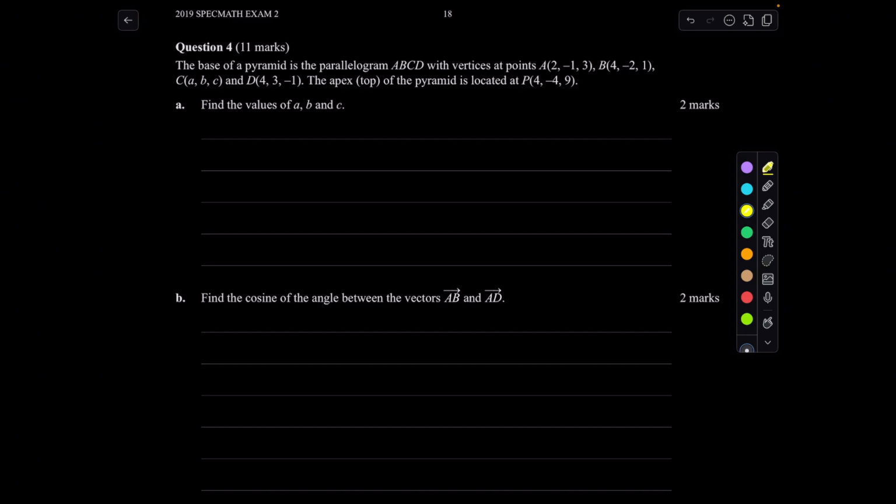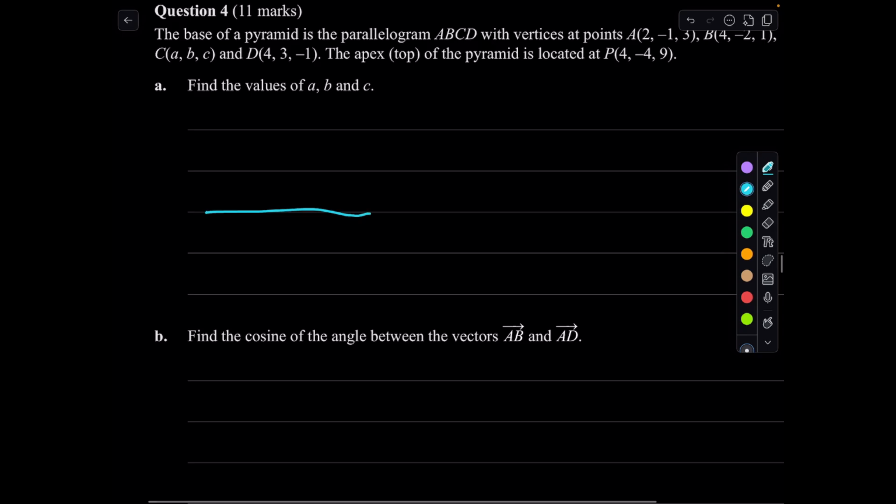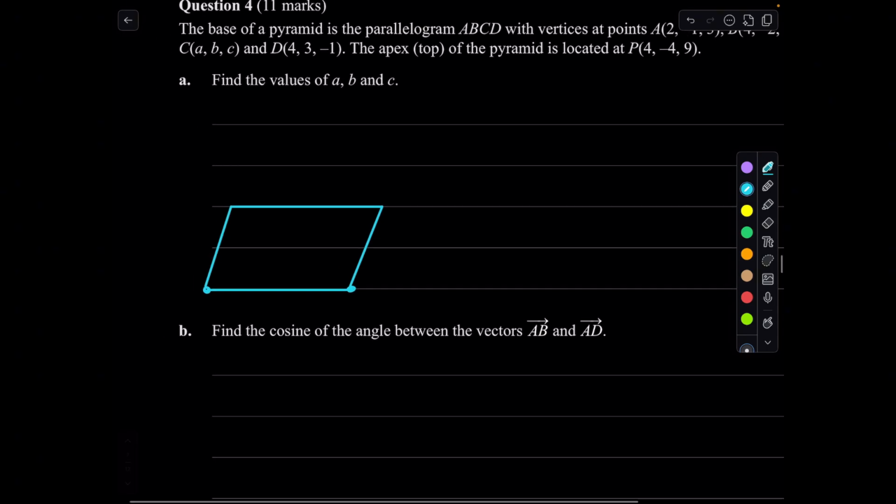The base of a pyramid is a parallelogram ABCD with vertices A, B, C, and D. The apex, the top of the pyramid, is located at P. Find the values of a, b, and c. Okay, let's draw a diagram here, because I truly cannot understand what's happening here. So I'm going to draw a nice parallelogram. Remember what the features of a parallelogram are? Okay, so this is a parallelogram.